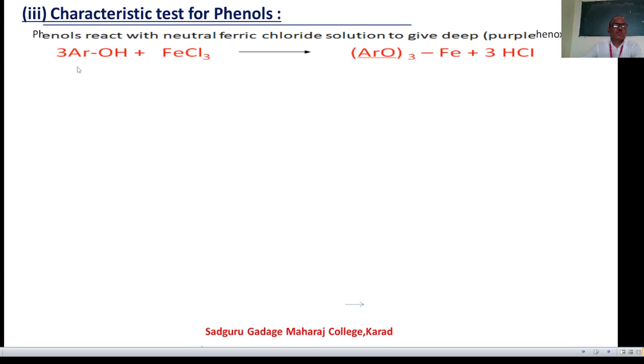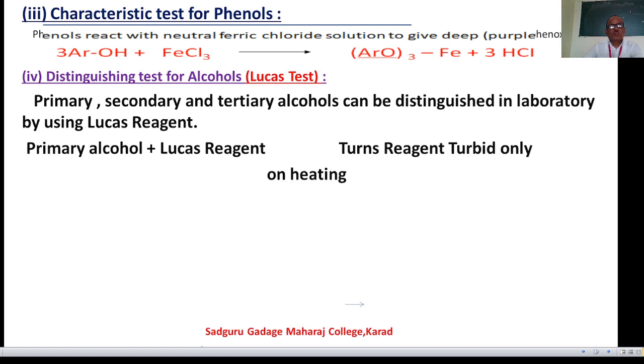Then the third chemical property, the characteristic test for phenols. In case of phenols, phenol reacts with neutral ferric chloride, FeCl3, solution to give a deep purple, violet or green coloration of ferric phenoxide. So a reaction is given: 3 molecules of phenol react with neutral FeCl3. Then it gives the product ferric phenoxide and 3HCl. So here ferric phenoxide is a deep purple or violet coloration.